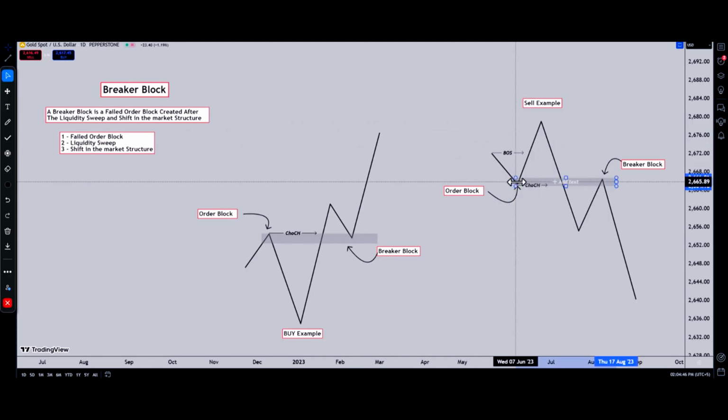Now, we will show you two examples on chart. One for a buy and one for a sell. We have already explained the three main rules. The order block must fail. There should be a liquidity sweep, and there should be a market structure shift. Let me demonstrate how this works. First, let's look at a buy example.